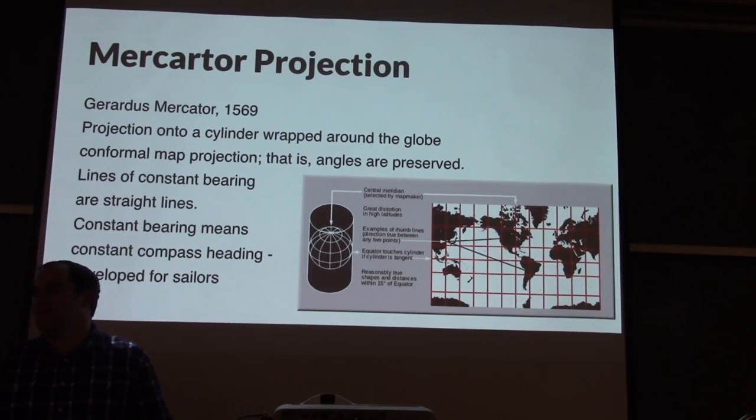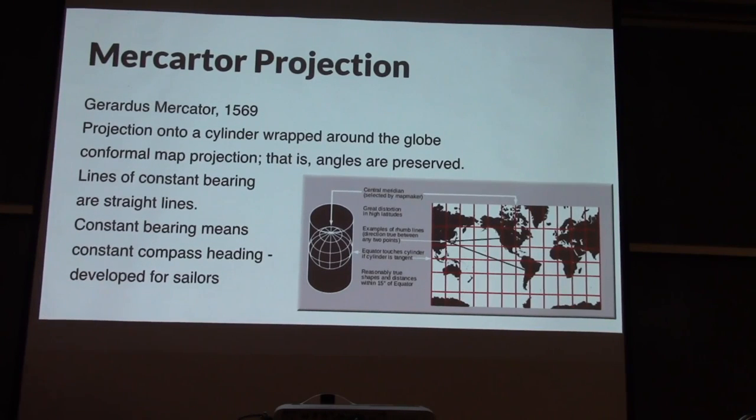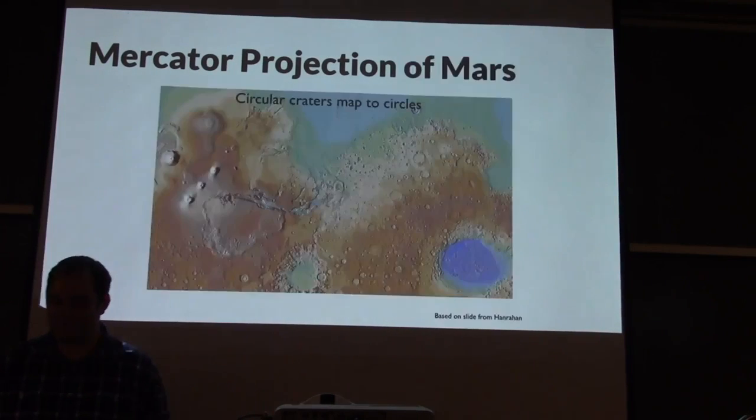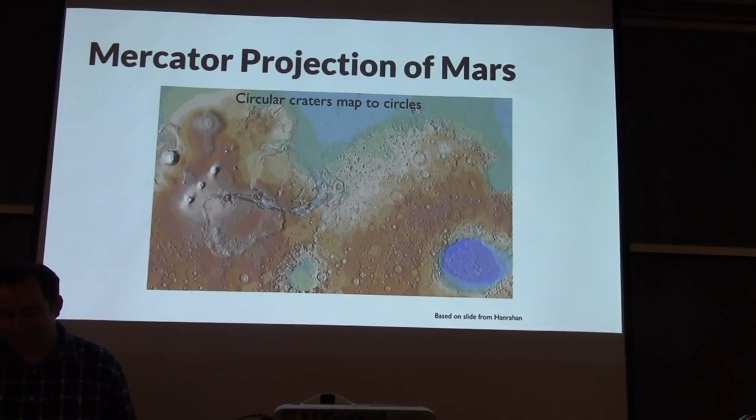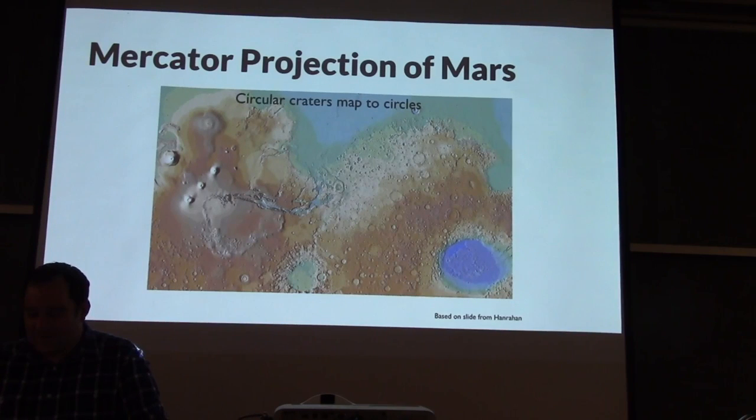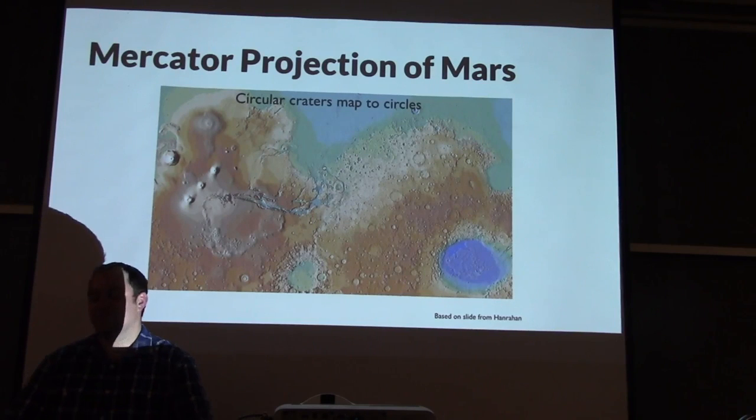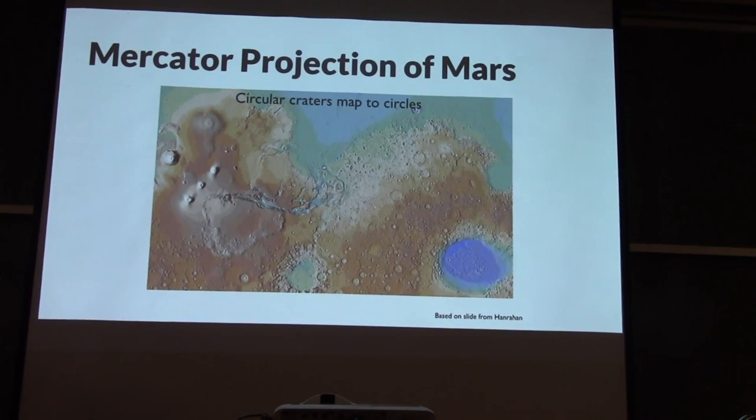But how many of you have ever used a compass to navigate in the last 2 years? One person. So that's not a use case that we nowadays have a lot. If you're in the 1600s, then of course that's interesting. Here's a Mercator projection of Mars. Also notice that this is nice because circular craters that you see on Mars appear as circles, because we don't have this angle distortion here.